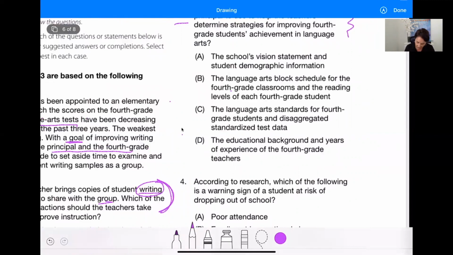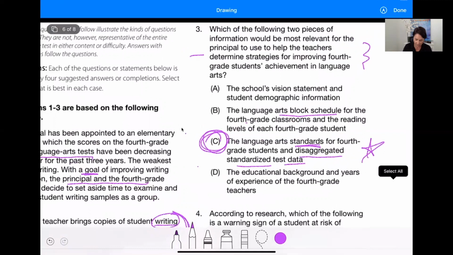A, the school's vision statement and student demographic information. All right, I'm not sure if I need to eliminate that or not. B, the language arts block schedule for the 4th grade classrooms and the reading levels of 4th grade students. Okay, language arts block schedule. Not sure what the schedule is going to show me. C, the language arts standards for 4th grade students and disaggregated standardized test data. Okay, lots of good information going on there. Right now, that's my winner. D, the educational background and years of experience of the 4th grade teachers. All right, I kind of see where they're going here. They're looking to see which information is probably most valuable.